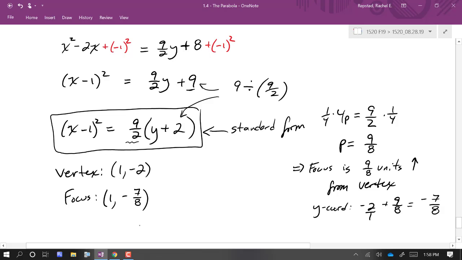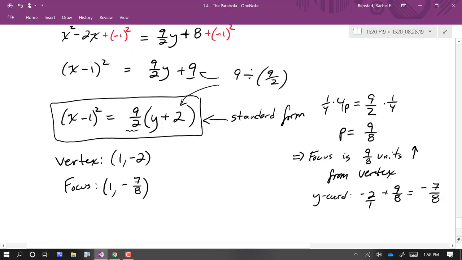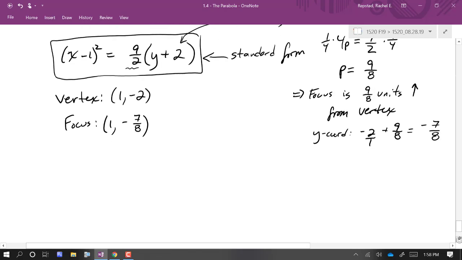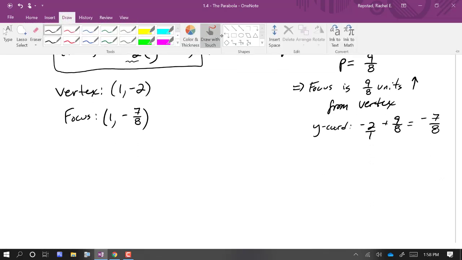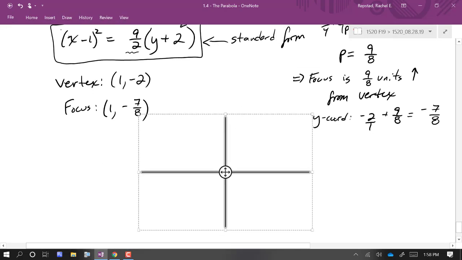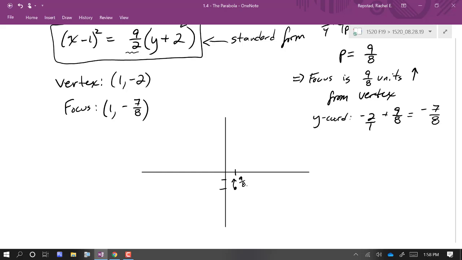And to make this visual, it's important that we know that it opened upward. But we can visualize how we get that focus in a very physical sense. I know where my vertex is, 1, -2, and then I'm just going up 9/8 units from that. That's really, in a physical or visual sense, what we're doing to find our focus.